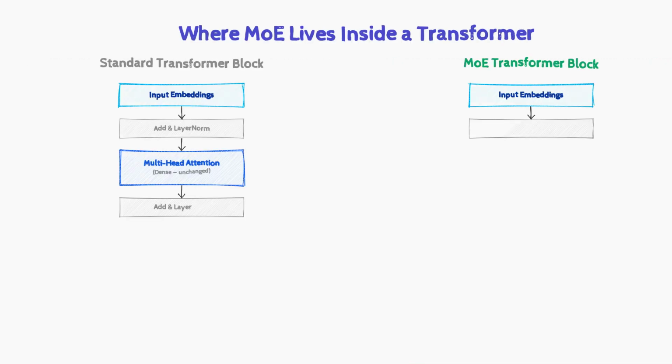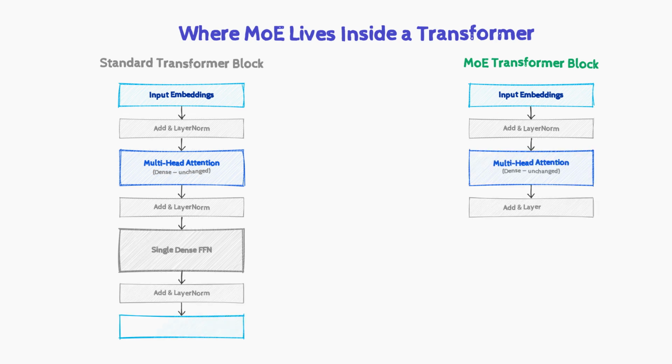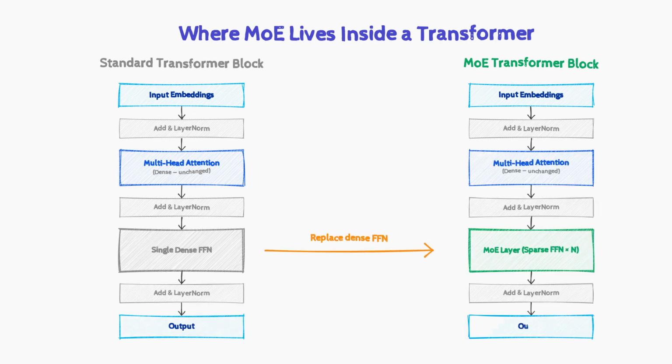A standard transformer block has two sublayers. First, multi-head self-attention, which lets every token attend to every other token. Second, a feed-forward network, two linear layers with a nonlinearity in between, applied independently to each token position. In a dense model this FFN is always the same for every token. In a MoE transformer, we replace that single FFN with a bank of n expert FFNs, plus a router that chooses which experts handle each token.